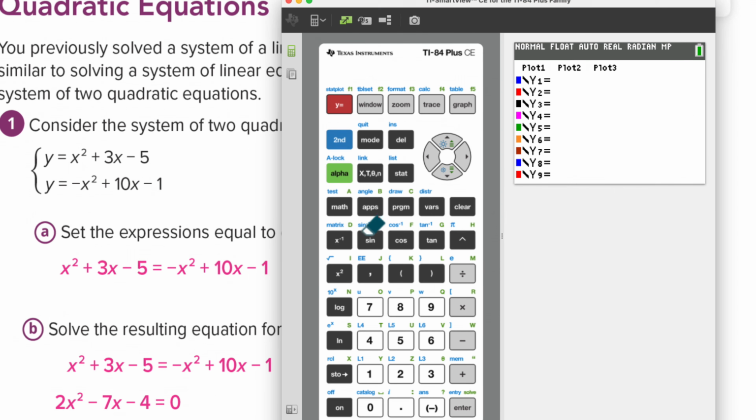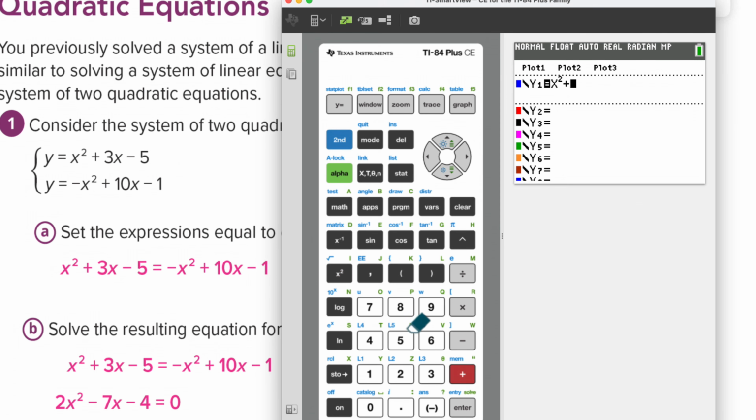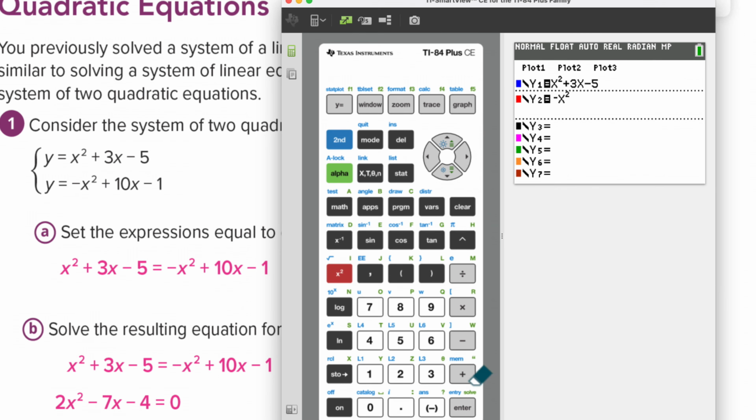So let's type in x squared, plus 3x, and then minus 5. And then we type in the second equation as well. Don't forget that's a negative x squared, and then plus 10x minus 1. Okay, we have our two equations here.